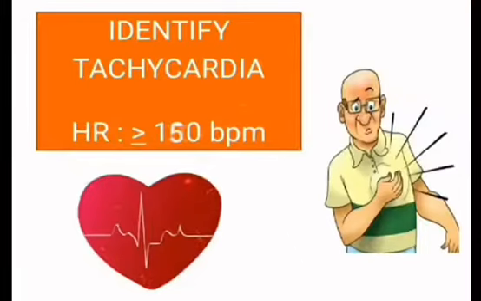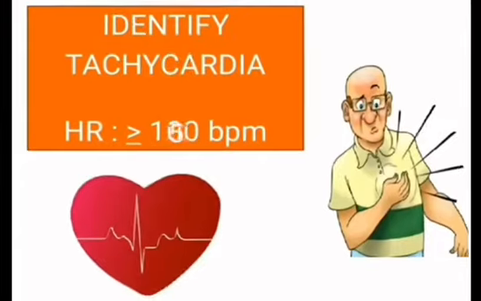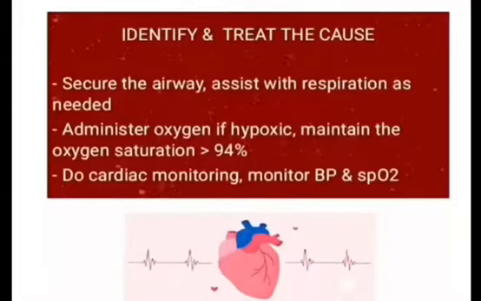Hello everyone, today we would like to review tachycardia management. How to identify tachycardia? First things first, we look at the heart rate. Tachycardia is a condition when the heart rate is more than 100 beats per minute. In ACLS, we look for and treat the patient with tachycardia when the heart rate is more than 150 beats per minute.